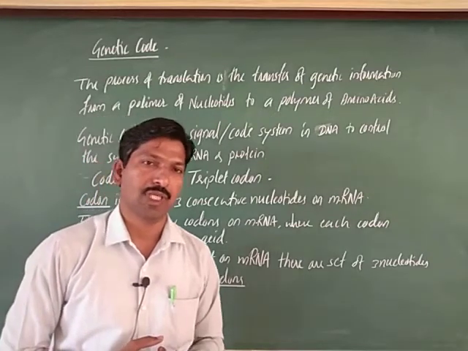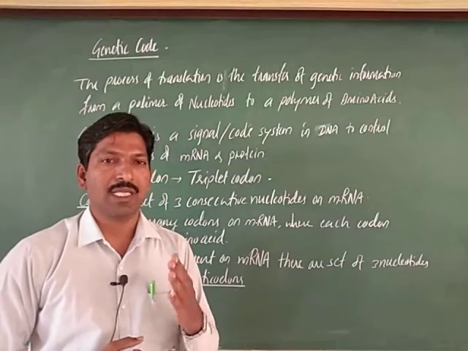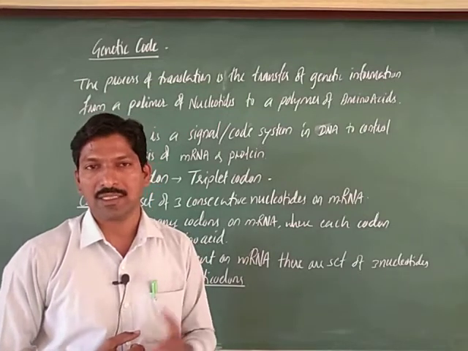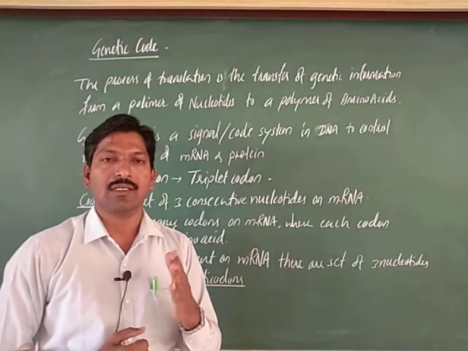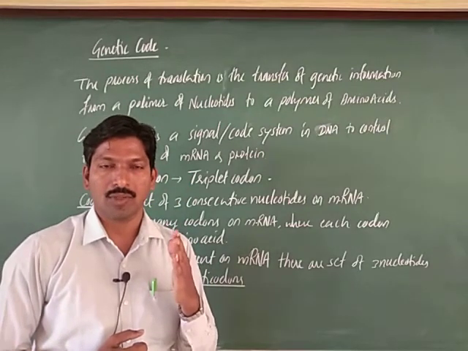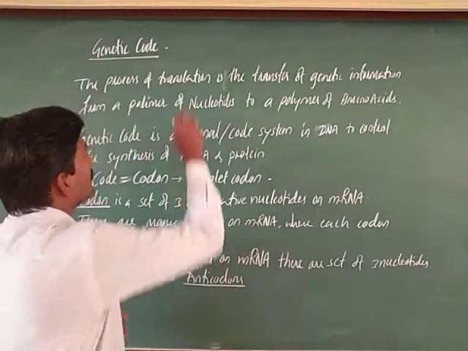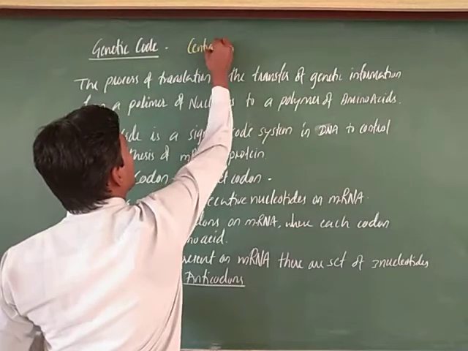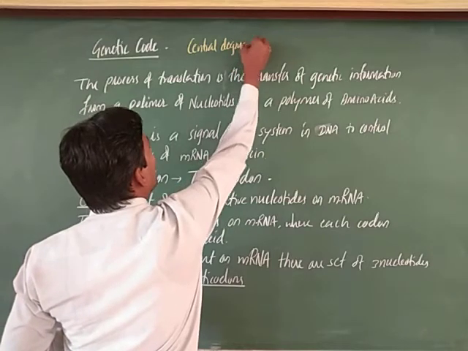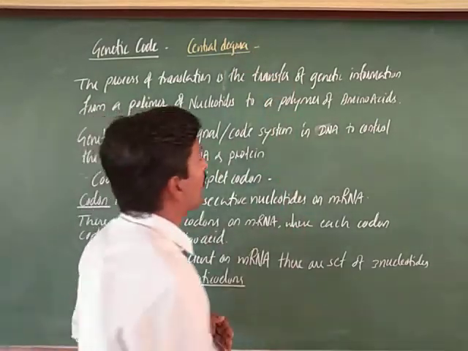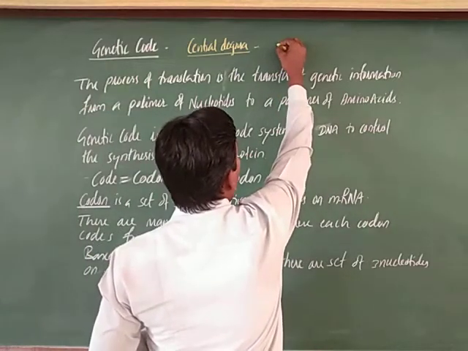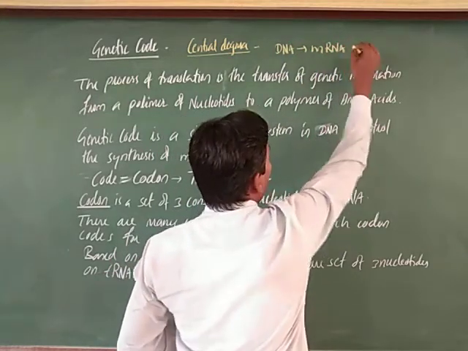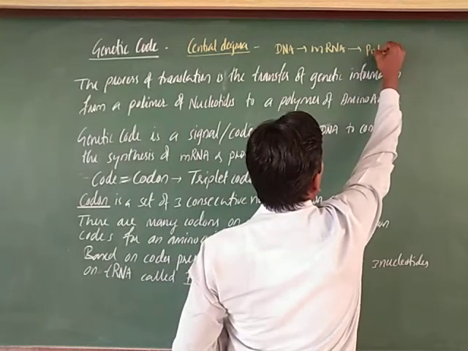So we call ribosomes the protein factories, because the protein is synthesized in the ribosome. It is a complex process. Once again we should recall one important concept, the central dogma. This explains how protein is synthesized. Here the DNA forms the mRNA, and the mRNA forms the protein.